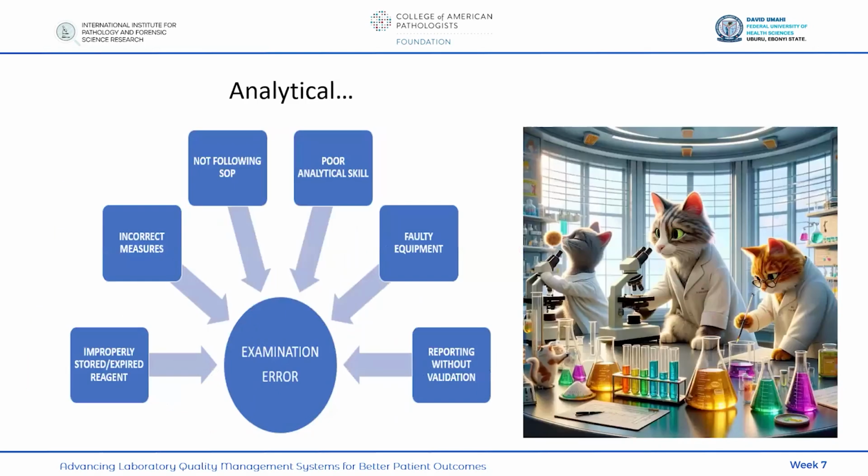Then another one is errors that can occur at the analytical stage, which we have like improperly stored or expired reagents, incorrect measures, not following standard operating procedure, poor analytical skill, like having an analyst that is not proficient, or not even testing the proficiency of an analyst before putting the person on the bench. Faulty equipment, reporting results without any form of validation, both primary or secondary validation. So these are the errors that occur at this stage.